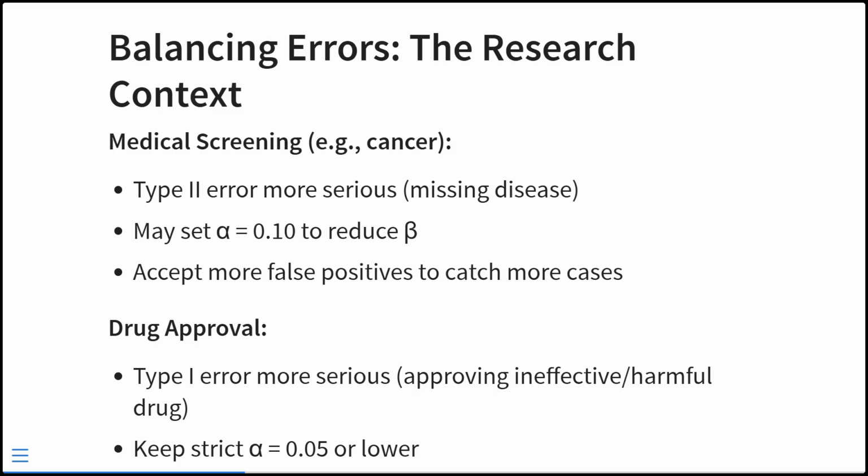What you're trying to do is set a higher probability of committing a type 1 error, 0.1, so that you reduce the value of beta. You accept more false positives to catch more cases. In terms of drug approval, type 1 error is more serious, approving an ineffective or harmful drug, so you keep a strict alpha equal to 0.05 or lower. In type 1 error, you reject a null hypothesis that is actually true, which means you are approving a drug that is ineffective or harmful as effective. This is very dangerous. These are the various contexts of both type 1 and type 2 error.